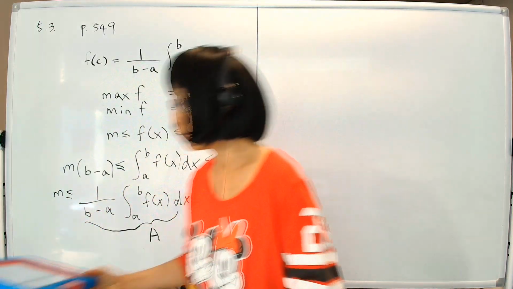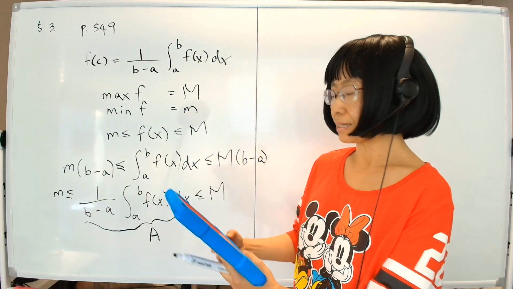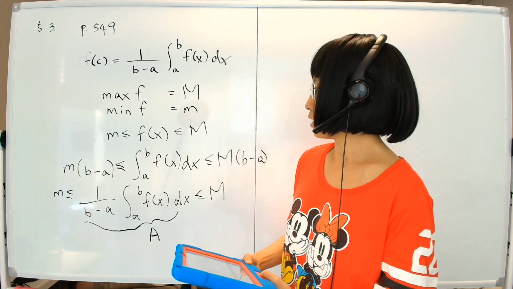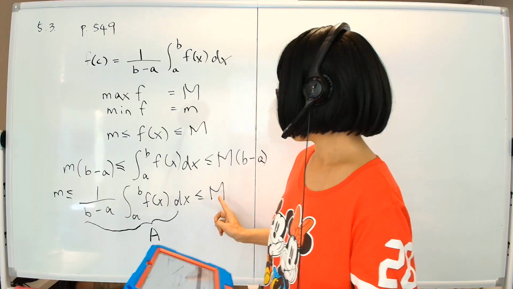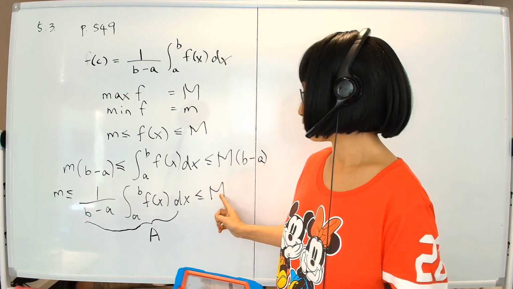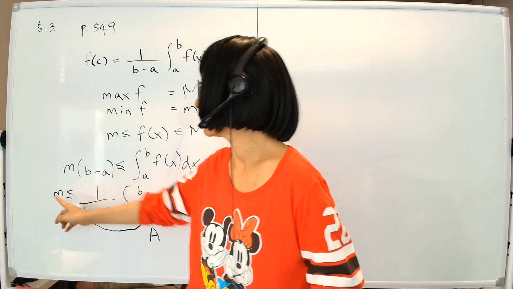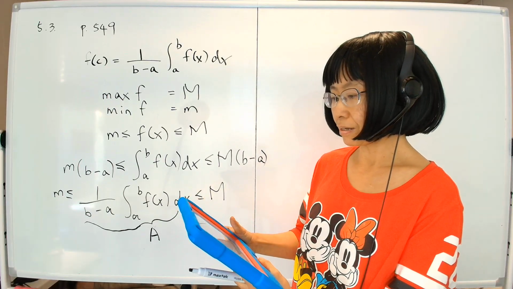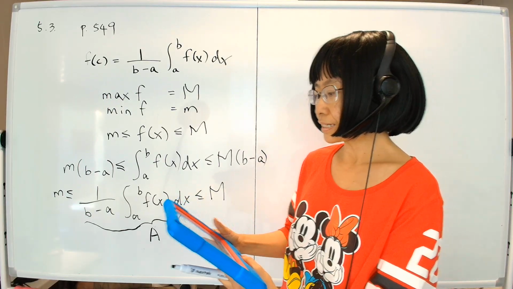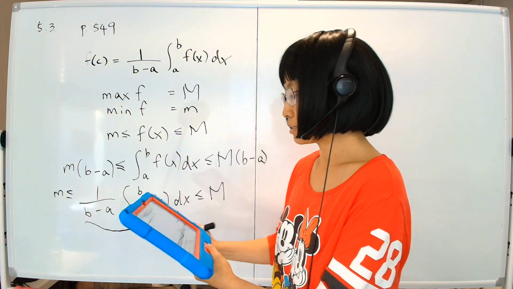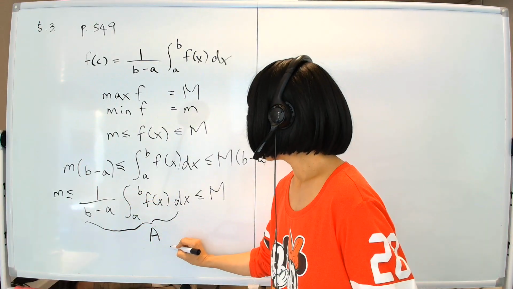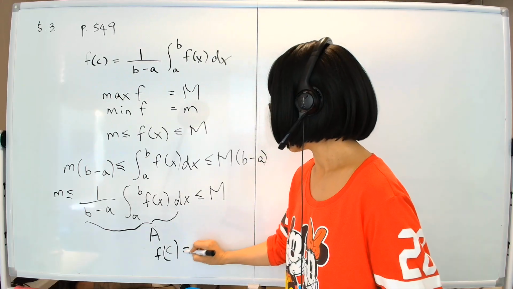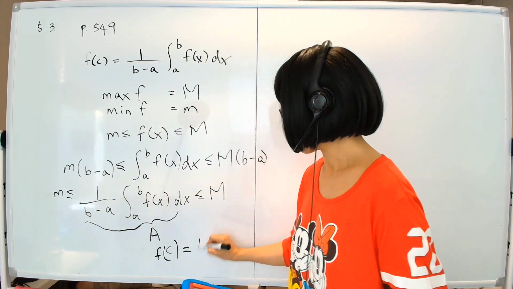So now we are going to go back to the intermediate value theorem. It says that if you have a function where the value is between two points, then there exists a point c such that f of c equals A.